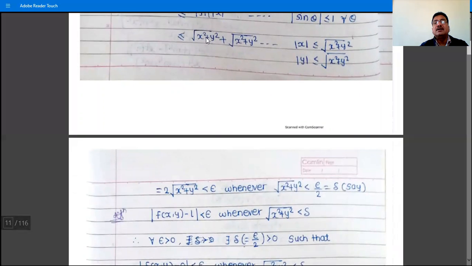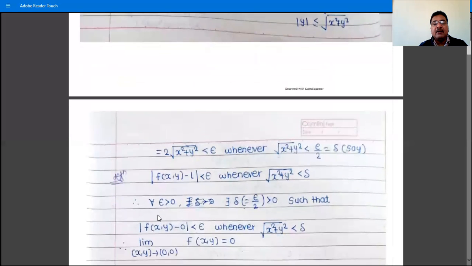Then the addition is 2 times root x square plus y square. Don't write this as x square plus y square. Root x square plus y square into root x square plus y square is x square plus y square. This is the addition, like a plus a is 2a. So 2 root x square plus y square is less than epsilon whenever root x square plus y square, shifting this to the right side, is less than epsilon by 2. Take epsilon by 2 as delta, say delta.